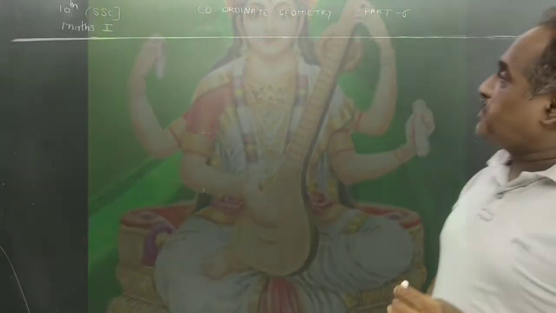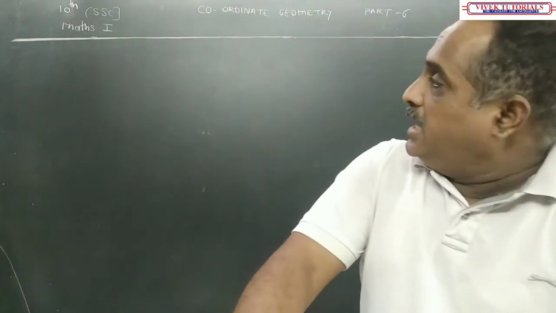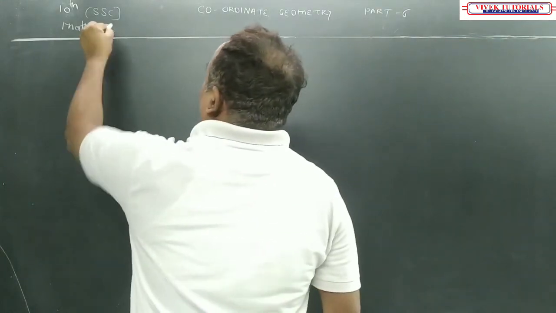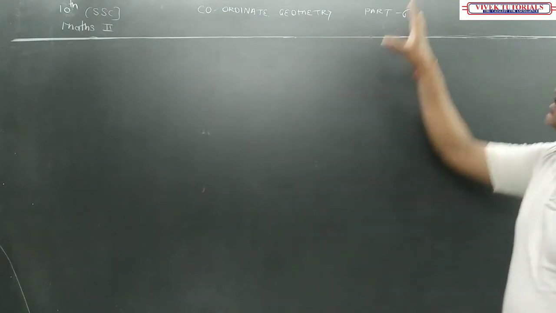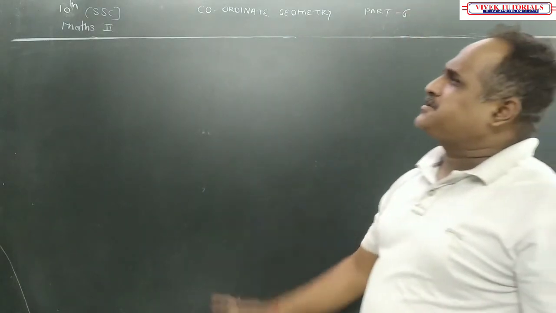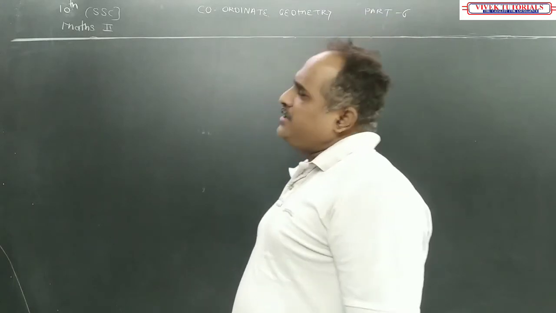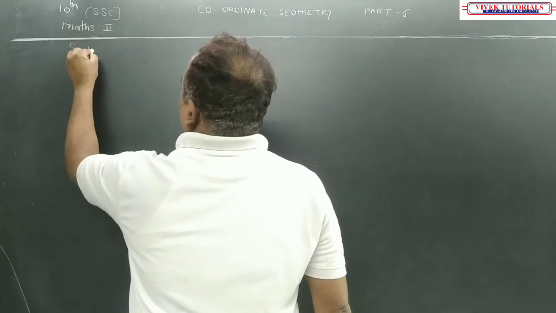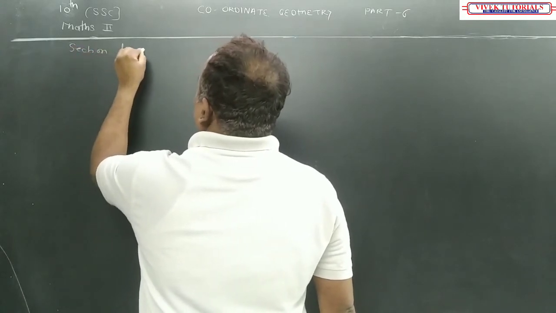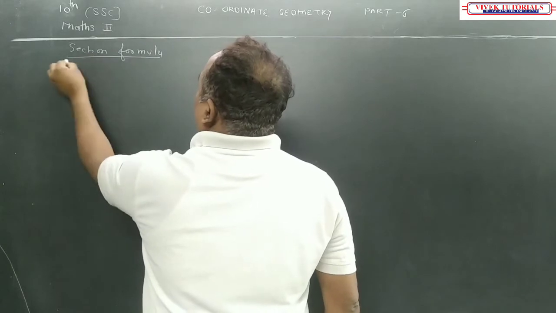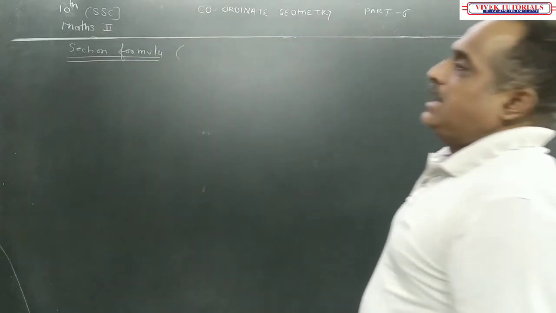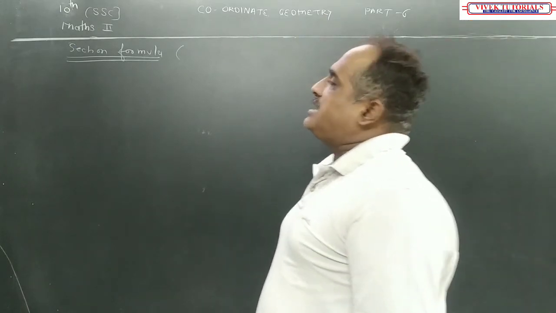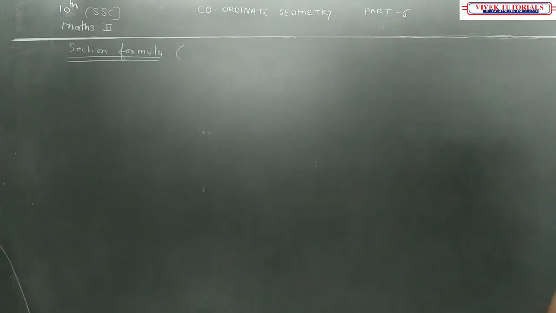We are on the sixth part of coordinate geometry, 10th standard SSC Maths 2. Today in this part we are going to study only formulas, and I think you will enjoy learning all these formulas. First formula is the section formula. Actually, there are two formulas: the section formula for internal division and the section formula for external division.